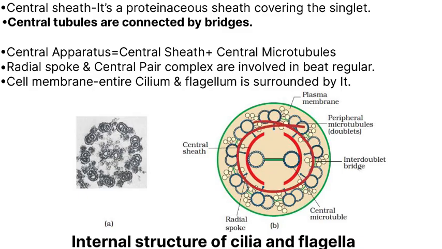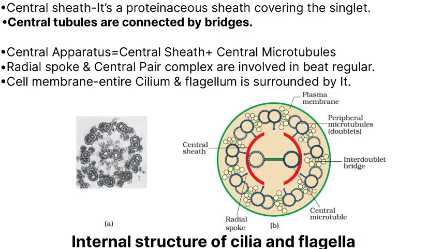So together the central sheath and central singlet microtubules form the central apparatus, and this complete highly organized axoneme structure is covered by the plasma membrane. You can see. So yeah, this is all about the internal structure of cilia and flagella.